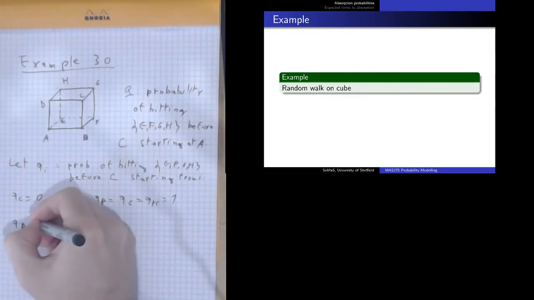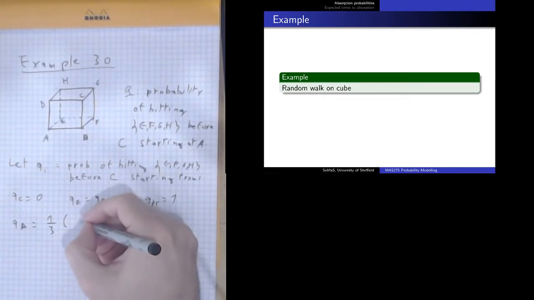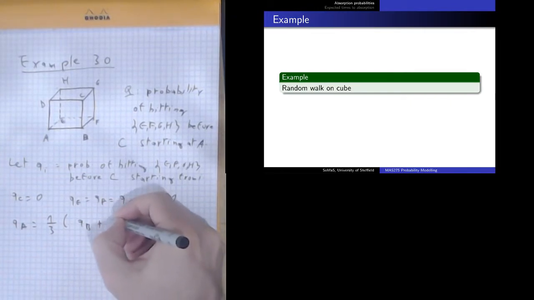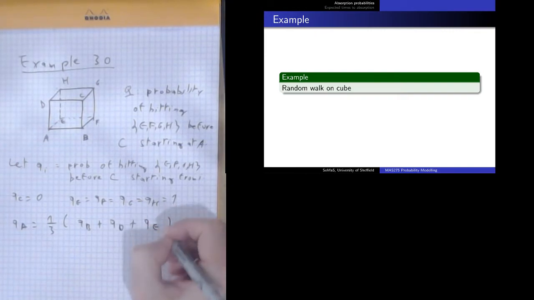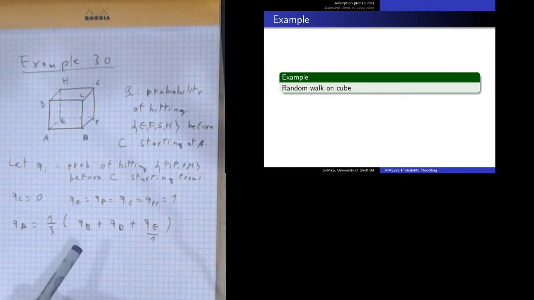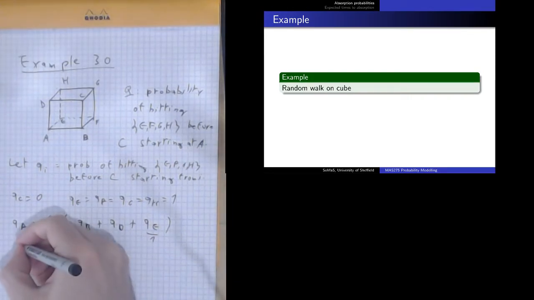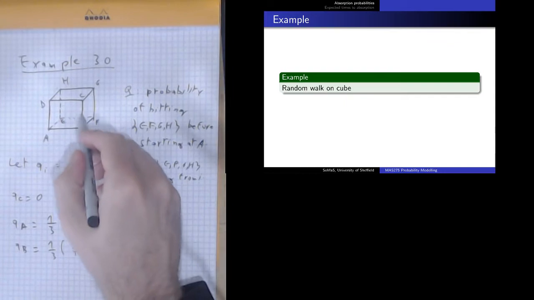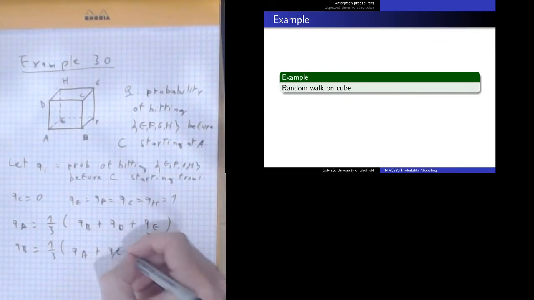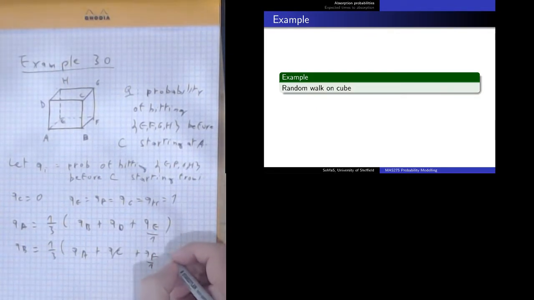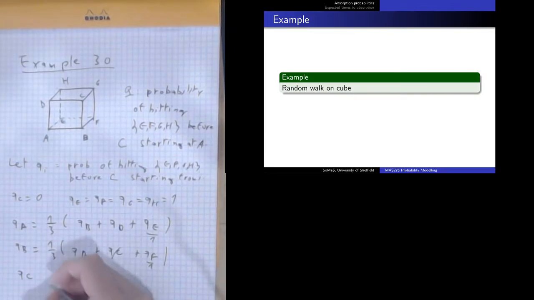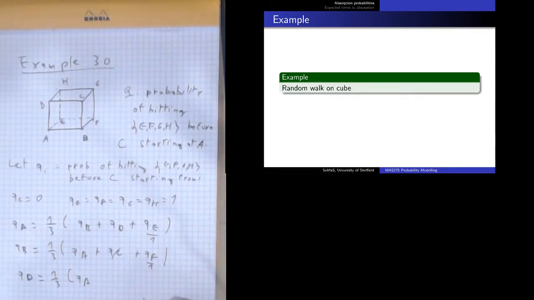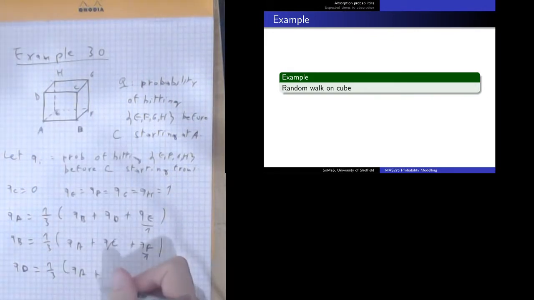Q_A is, we said, 1/3 of Q_B plus Q_D plus Q_E, and this one is 1. Okay, because with probability 1/3, I end up in either of those. Q_B is 1/3 of, well, there's going to be Q_A, and there's also C and F. Q_C, that's 0, and Q_F, that's 1. And finally, not Q_C, Q_D, that's the only one we haven't touched yet. Q_D is 1/3 of Q_A plus, so D is connected to C, so there's a 0, and there's Q_H, that's 1.